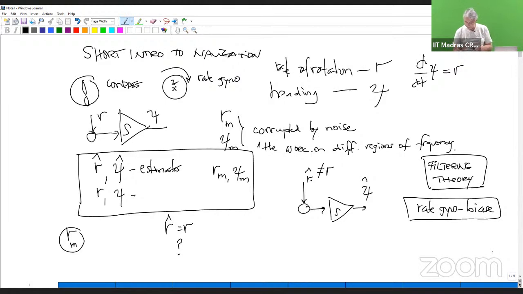And then, of course, if you put in the measurement and there's a bias there, the moment you integrate the bias, so a bias is a constant, let's say, you are far off. So the estimate gets far off.